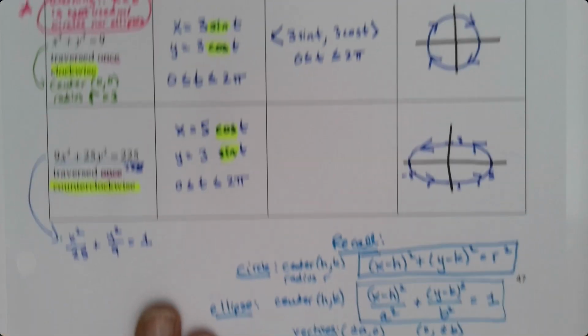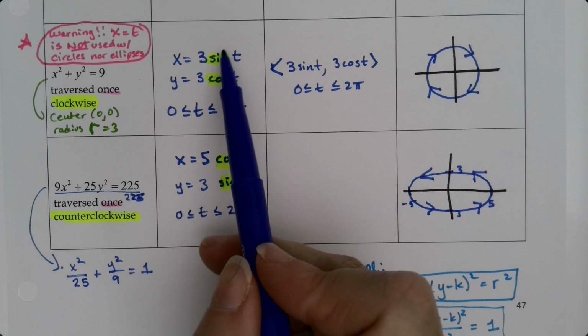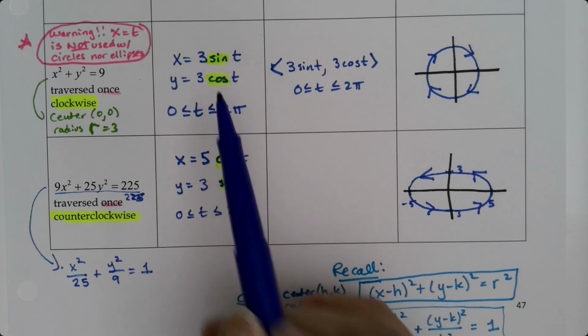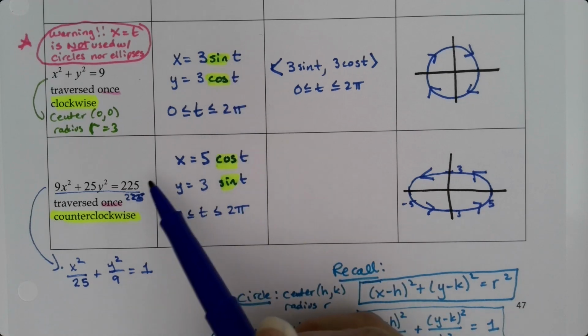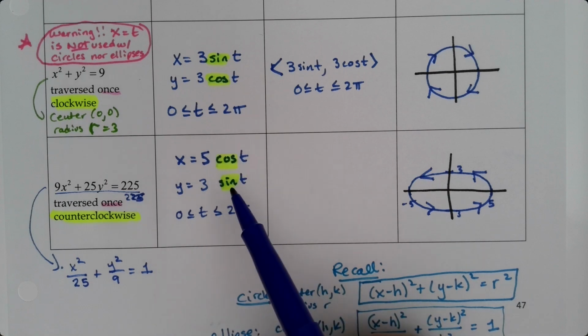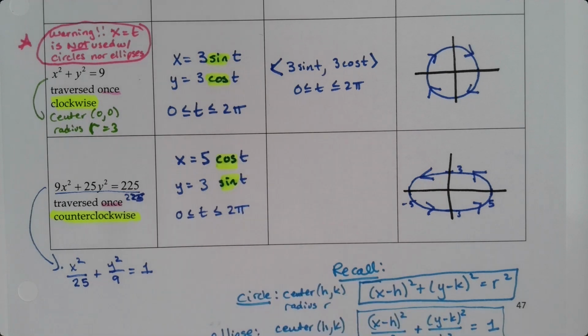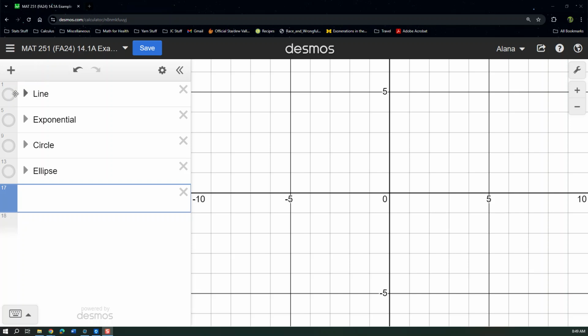Don't forget that if you're going clockwise, you use sine for your x, cosine for your y. And if you're going the opposite way, counterclockwise, you use cosine then sine. Let me put these into Desmos real quick just to show you that this is the case. As a matter of fact, I figured I'll show you all of them.